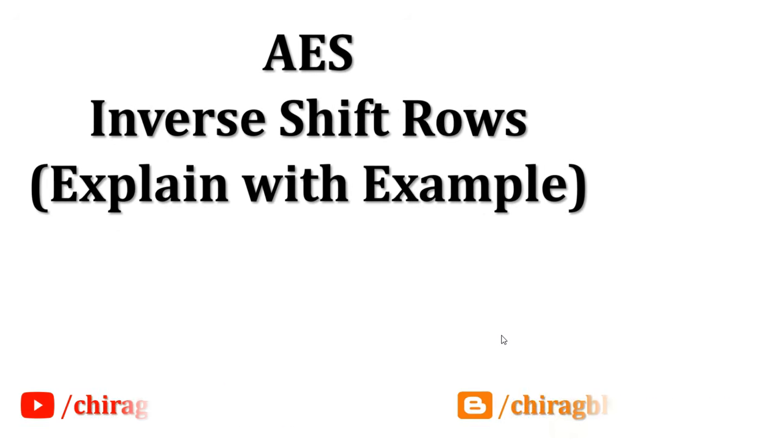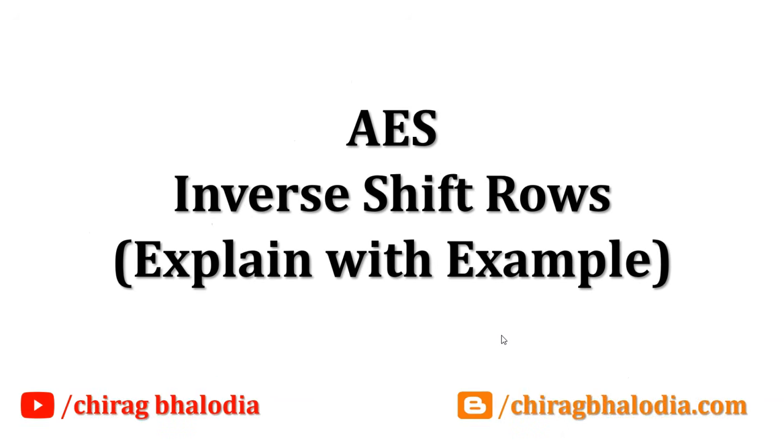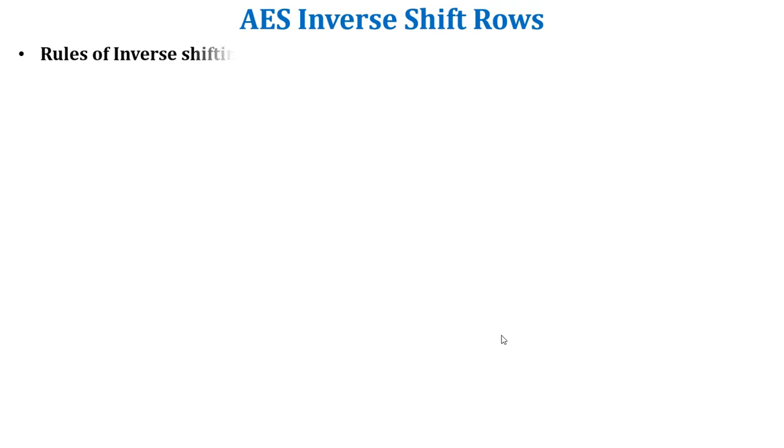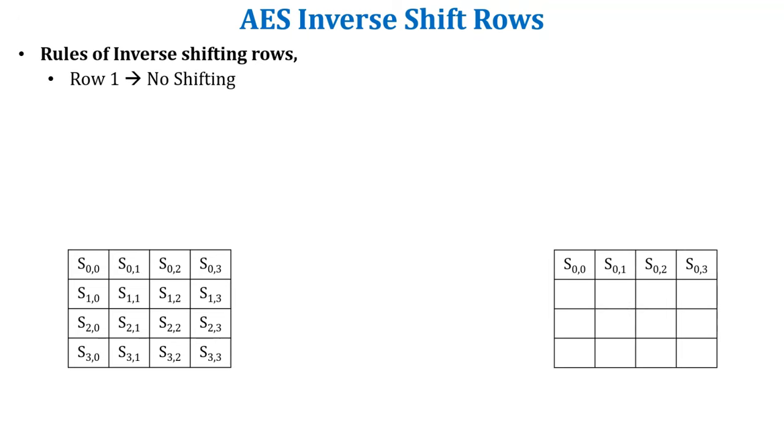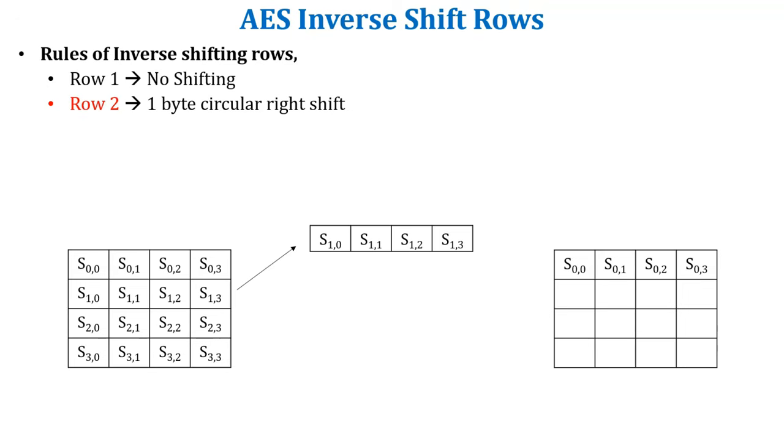Next topic is AES Inverse Shift Rows, explained with example. Let's check the rules of inverse shift rows in AES. For example, this is my state array. I have to perform inverse shift rows on this state array. Rule number 1 is row 1, there is no shifting. So it means row 1 is as it is. The next rule is row 2, 1 byte circular right shift. So let's check here.